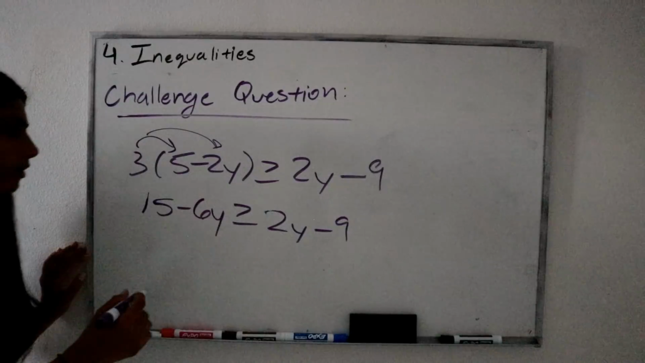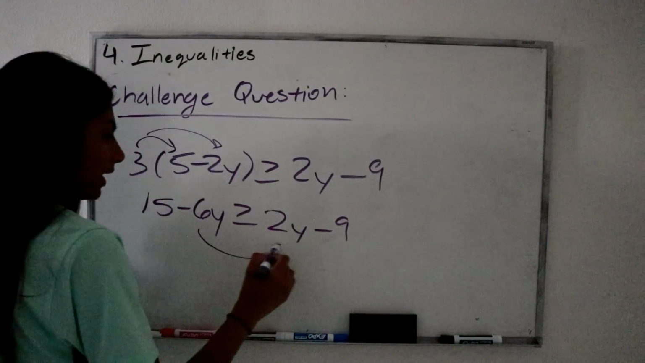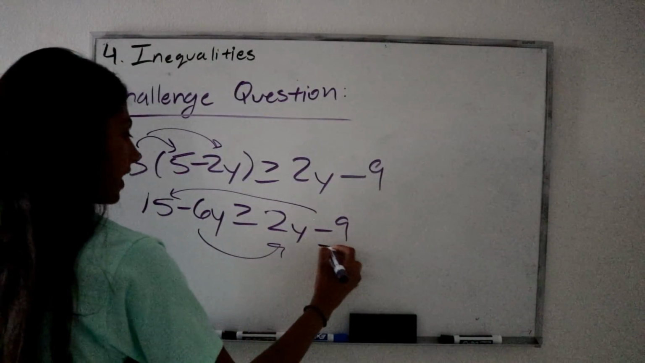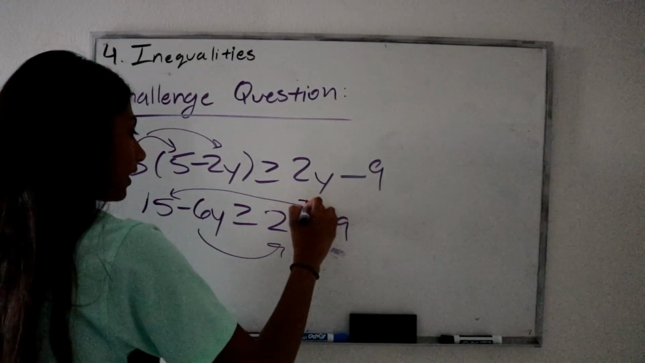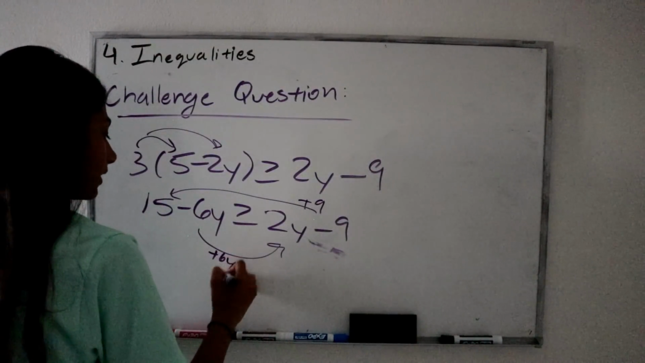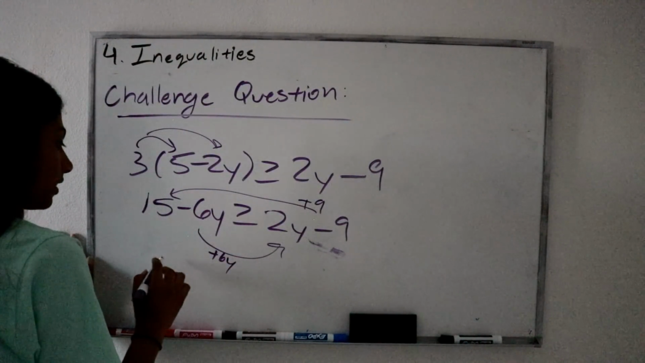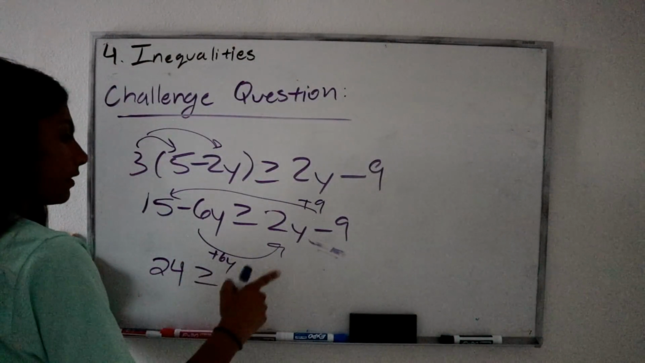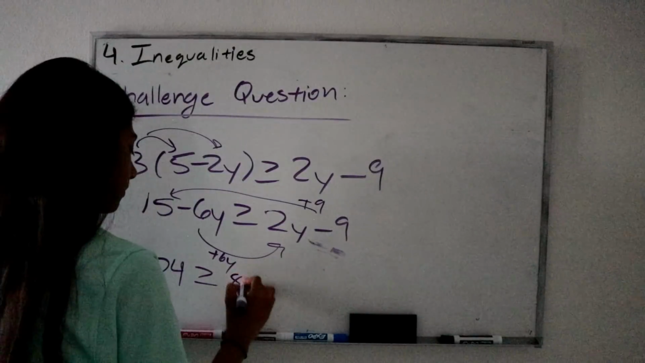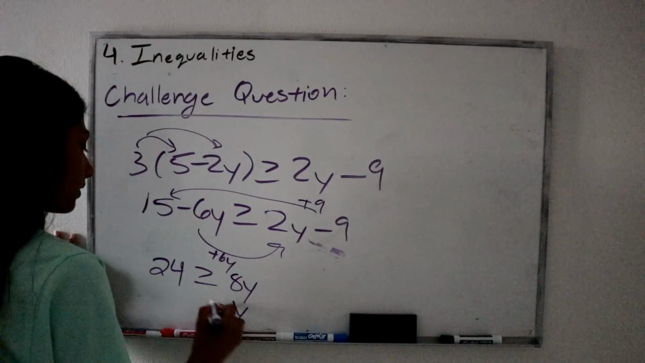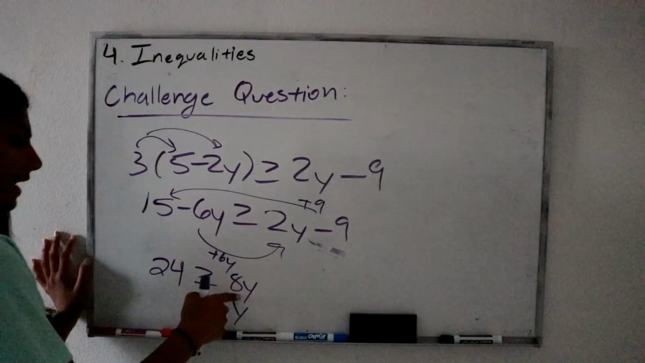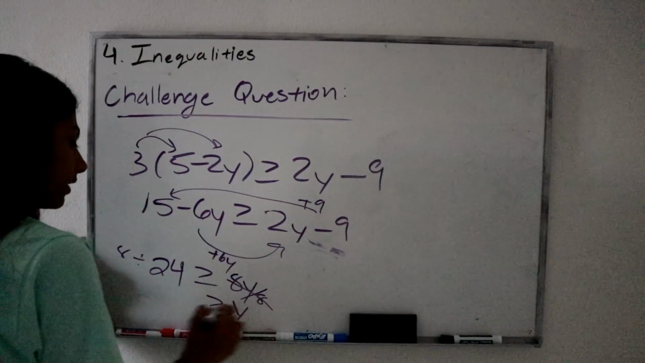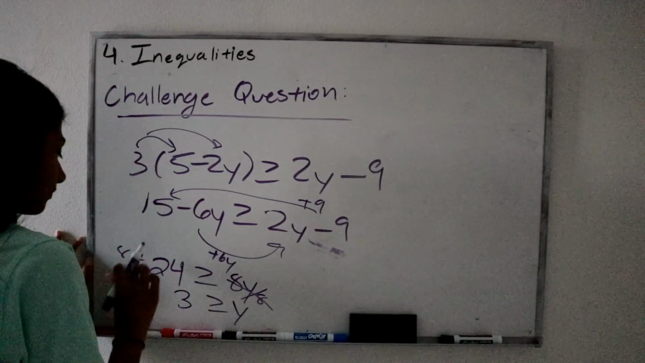Next we're going to collect like terms. Let's bring the y terms here and the numbers here. So we have to add 9 up here, and here we have to add 6y. So 15 plus 9 is 24, greater than or equal to 2y plus 6y, so we get 8y. So we divide by 8 here and divide by 8 here, cancel that out, and we get 3.